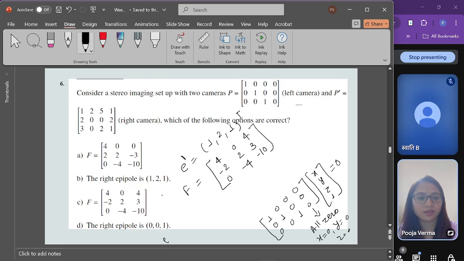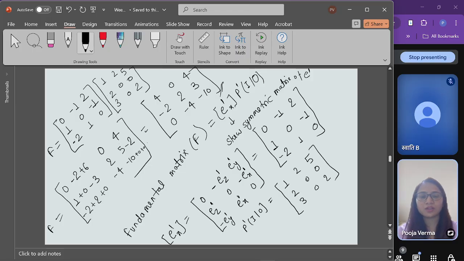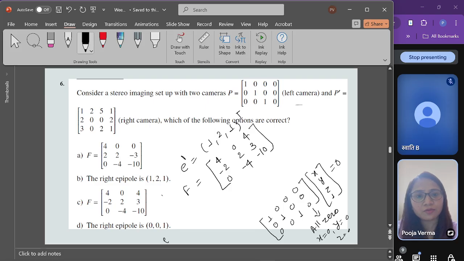You can check it in the next slide. Actually, I have removed the right epipoles, but I have noted them down. So from here, 4, 0, 4, minus 2, 2, 3, 0, minus 4, minus 10. So what are the other options that are matching? Option B and option C are the correct options for this question. Okay.